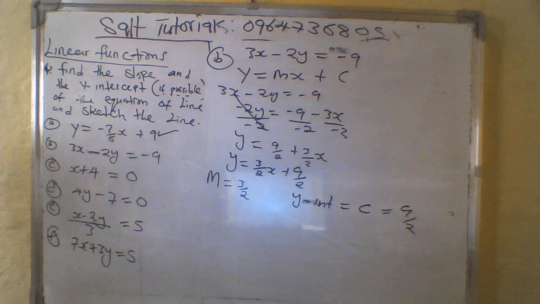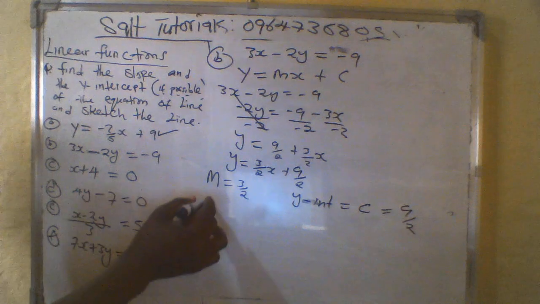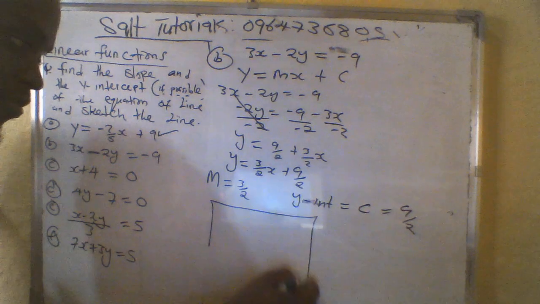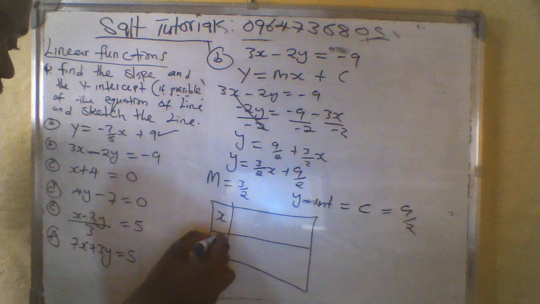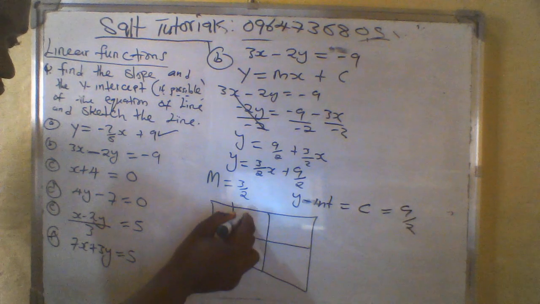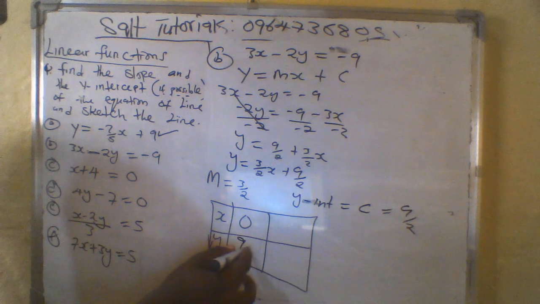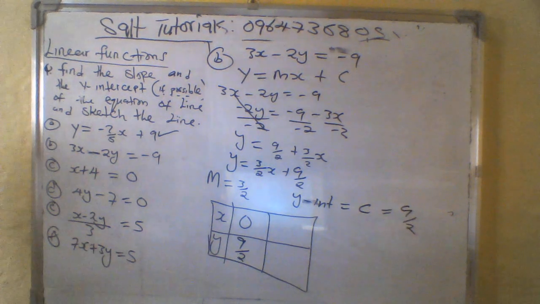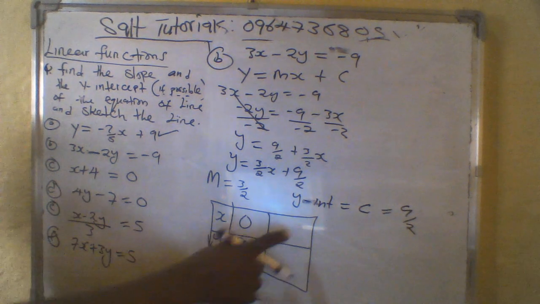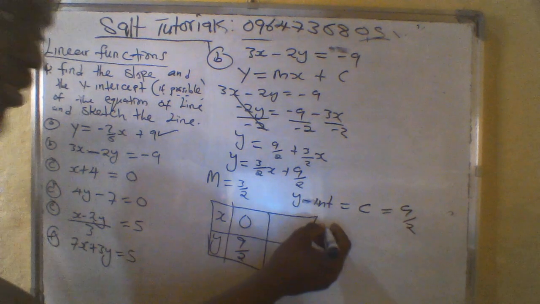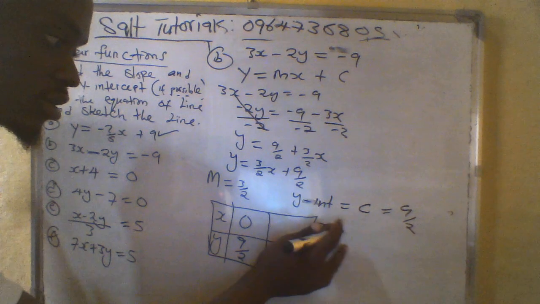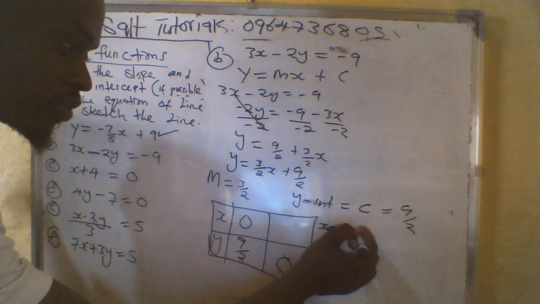But the next part comes in, you create your table of values so that you can sketch. My table of values, the simplest values I can basically grab are the intercept values. So when x is 0, the value of y is 9 over 2, which is basically 4.5. And then when y is 0, what will be the x? So for the x-intercept, it will be solved as follows.